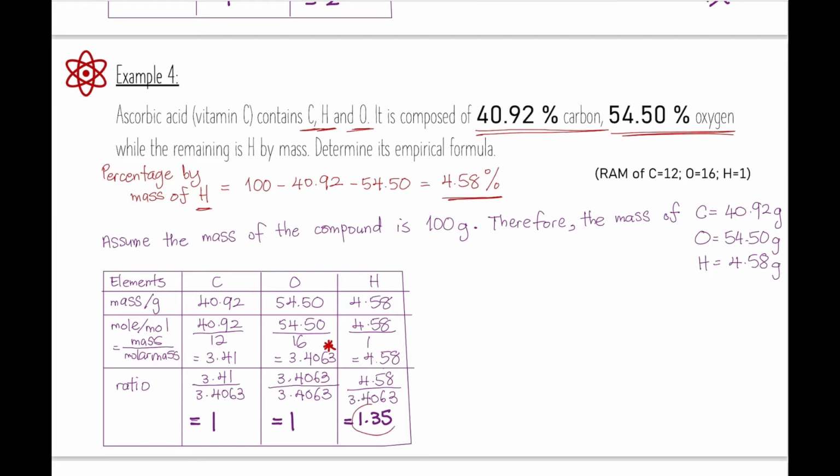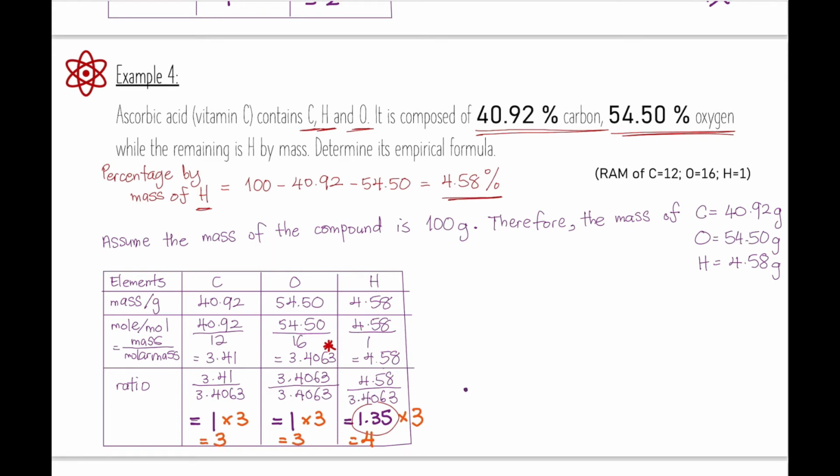As you can see here, the ratio of hydrogen is not a whole number. Therefore, you have to multiply the value with a certain number so that it can give a whole number. In this case, I multiply the values with 3 so that all the ratio will give a whole number.